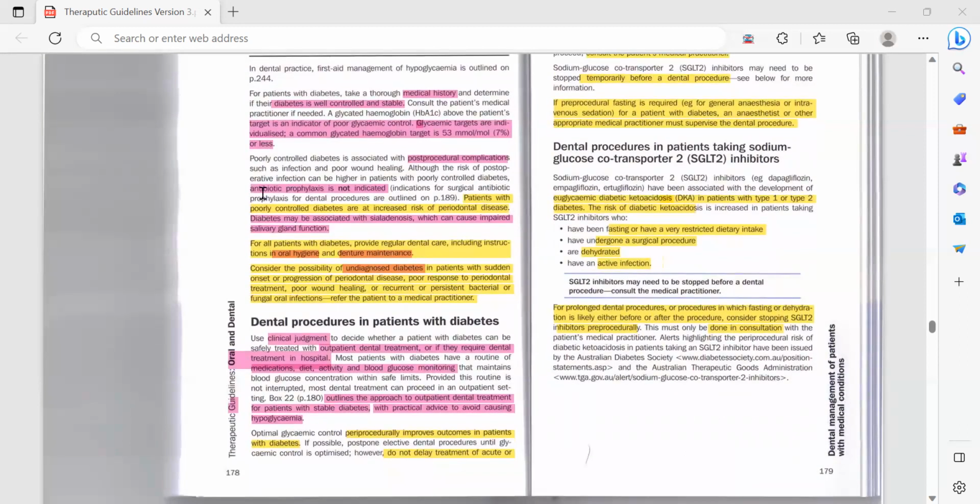Although the risk of post-operative infections can be higher in patients with poorly controlled diabetes, antibiotic prophylaxis before starting any treatment is still not recommended for them. Although we know that a poorly controlled diabetic patient has more chances of these complications, we should still not prescribe them antibiotics.